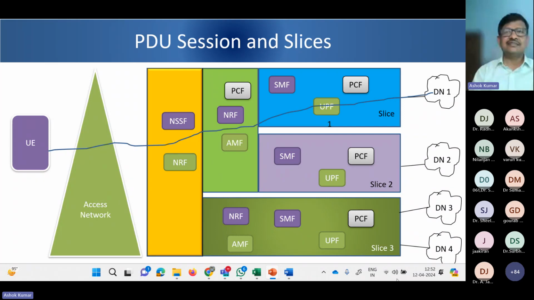Actually, slices are configured by the operator. Now the user equipment, what information it will have is which slice is allowed to the user equipment. Okay. No, it is not based on the user's requirement. No? So based on the user's requirement only.